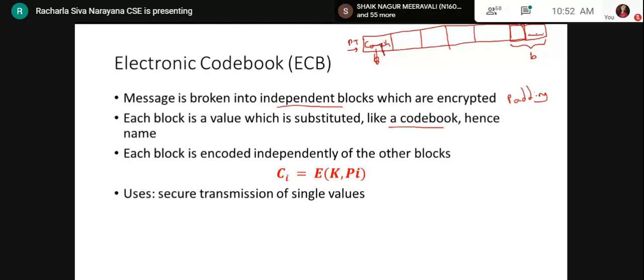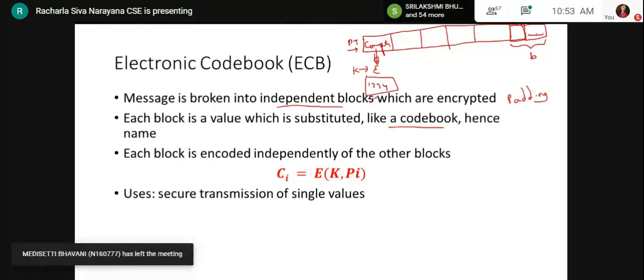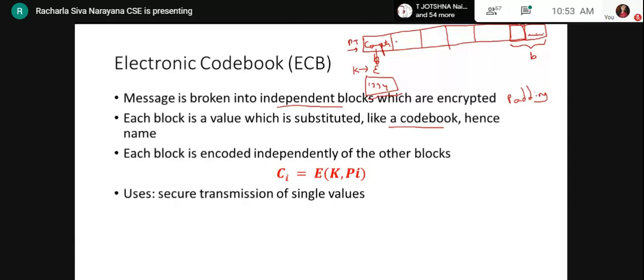Here, the first block has computer as plain text. We perform encryption with the key, and then we get a ciphertext, for example 1234. The length of this ciphertext is also b bits, or 64 bits. Then plain text block 2 is network. We perform encryption with the same key and get a ciphertext block, for example 5678.